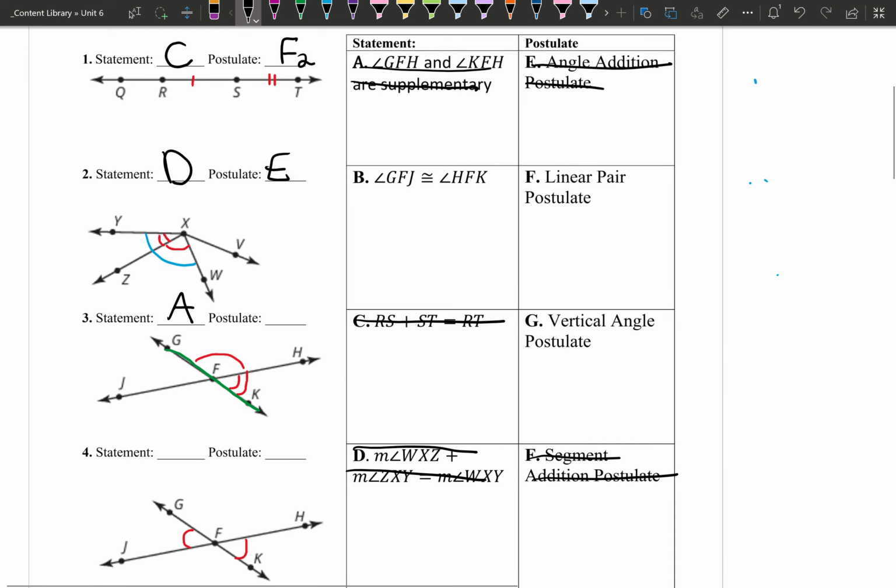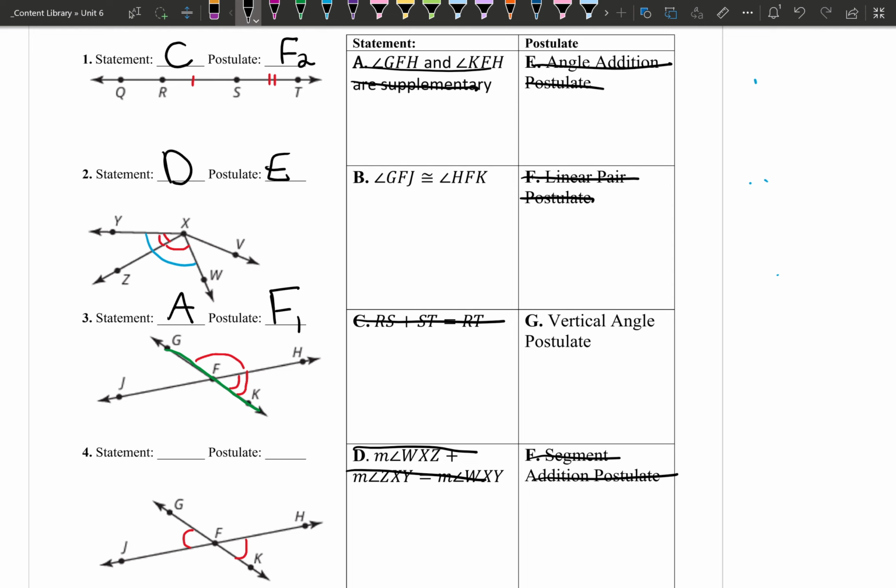All right, we've got 2 postulates to pick from. We've got the linear pair postulate or the vertical angle postulate. Which one do you think is us having 2 angles that form a line? The linear pair postulate. I'm going to call it F1 because it's the first F we have.